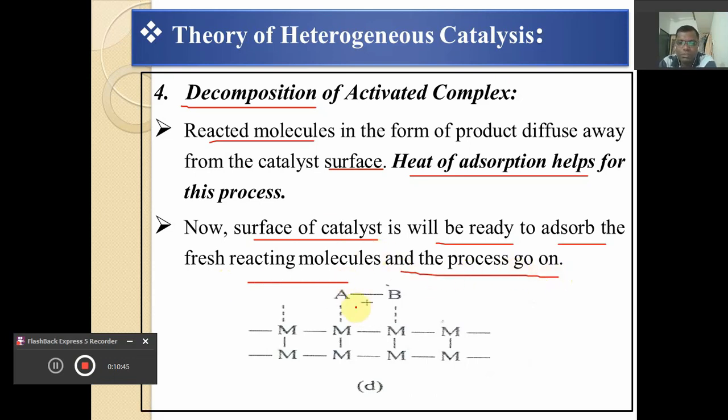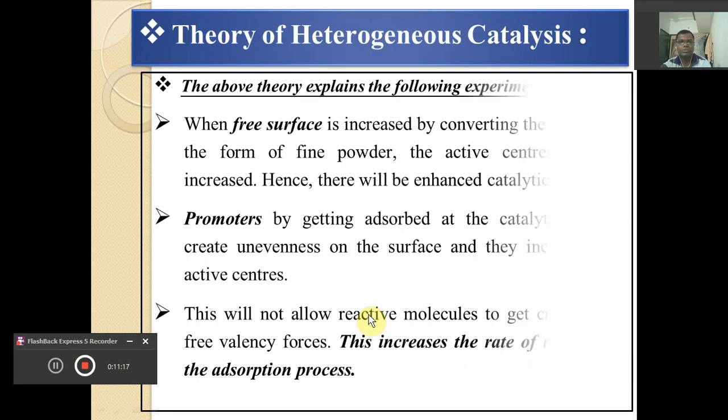So here, as shown, this A and B, there is a complete bond formation between A and B, and definitely this active site is again free for another reacting molecule. These are the products, and they will be free from the surface of the catalyst, they will leave this surface, and this surface is ready for another fresh reacting molecule, and the process will be continued.